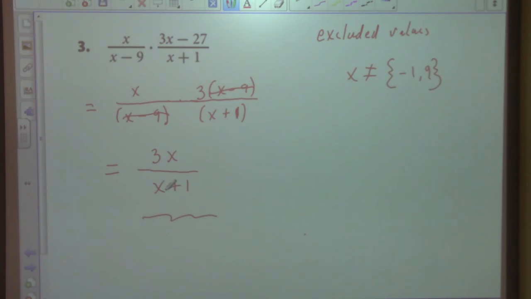Because 9 doesn't make the denominator equal 0. Yeah, on the bottom here, there's nothing that would indicate 9 as an excluded value, right? And so the calculator sees it that way too. So that's something to take into account. And in pre-calculus, we call these excluded values function discontinuities.